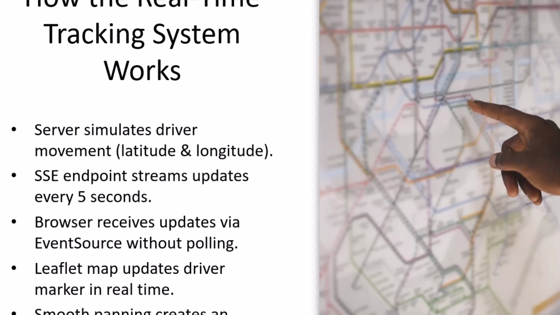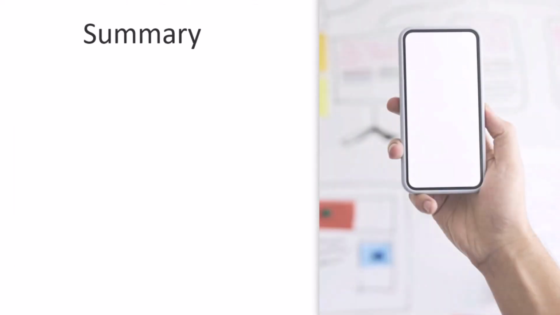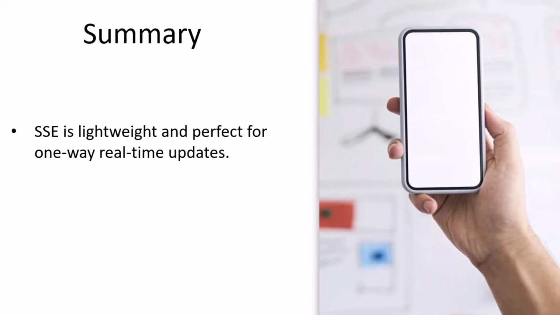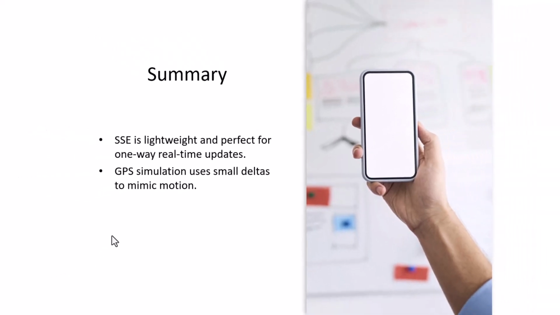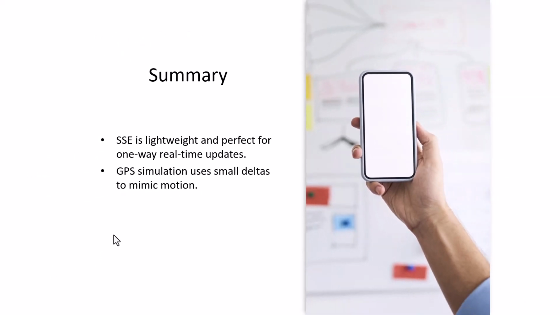So let's see the summary of what we learned today. SSE works extremely well for one-way server-driven updates like real-time location tracking. We simulated motion with small coordinate deltas, visualized the driver on a Leaflet map, and relied on EventSource for continuous streaming. In just a few steps, we achieved a fully functional Uber-style tracking demo in ASP.NET Core, ASP.NET 10 rather.